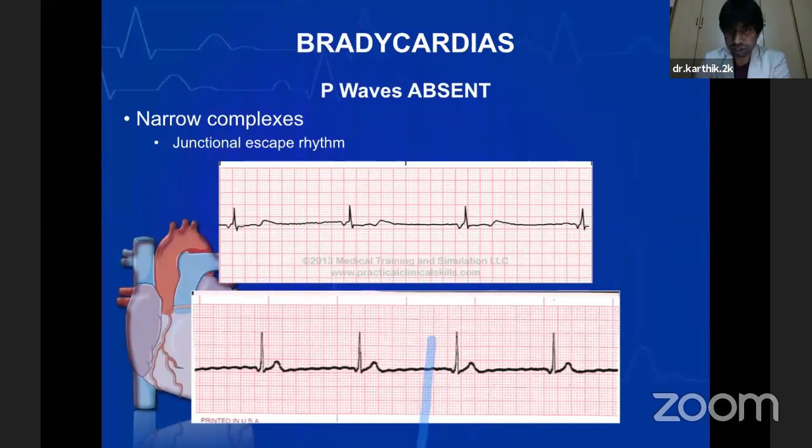If you see the bottom ECG illustration, you can again see there is a bradycardia, the QRS is narrow, and there is no P-QRS relationship. P waves are almost absent. So this is again a junctional escape rhythm.